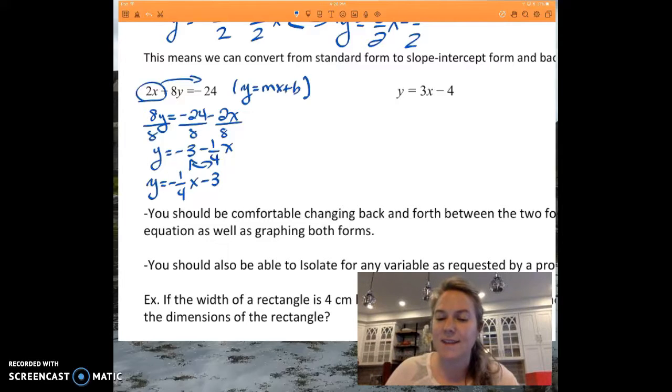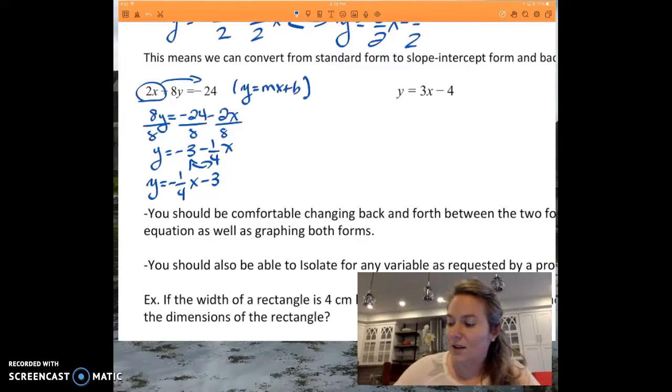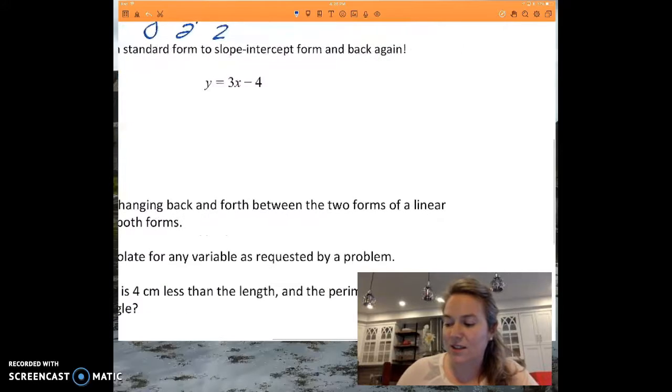Just like when we collected like terms in Unit 1, when you move them around, you take the sign with them. So now we've got it into y equals mx plus b, easier to graph, depending on the numbers, sure. Let's look at the next one.